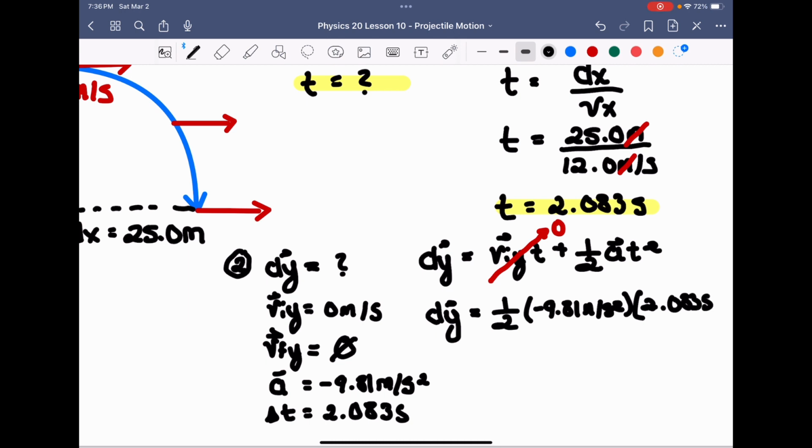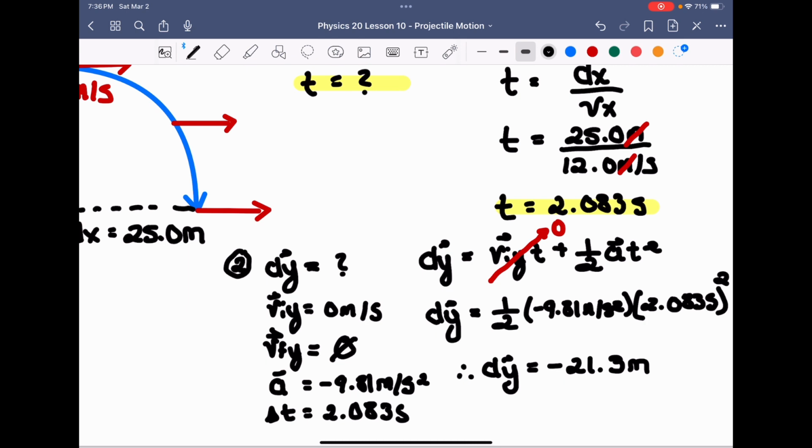2.083 seconds, in brackets, and this is all squared just to make sure that I have that there. Therefore, my displacement in the y direction, or the height of this building, is equal to, well, according to the way this problem comes together, I should get negative 21.3 meters based on the algebra of this.